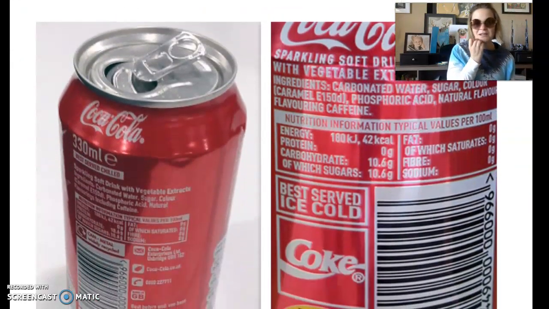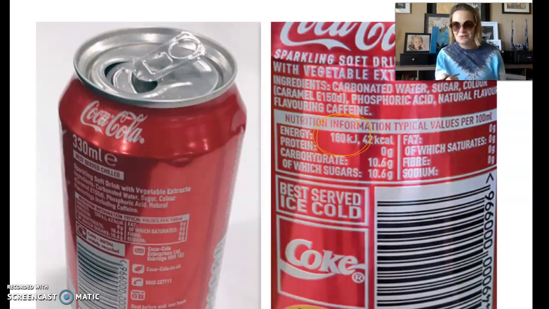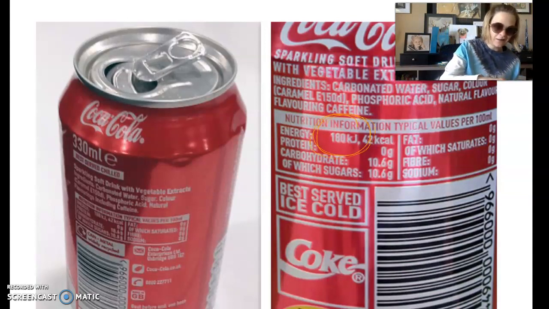But I did just want to point out, if you travel to other countries at all and you look at their food labels, they will list the amount of energy in kilojoules on their label. So in other countries, instead of counting calories, they're counting their kilojoules.